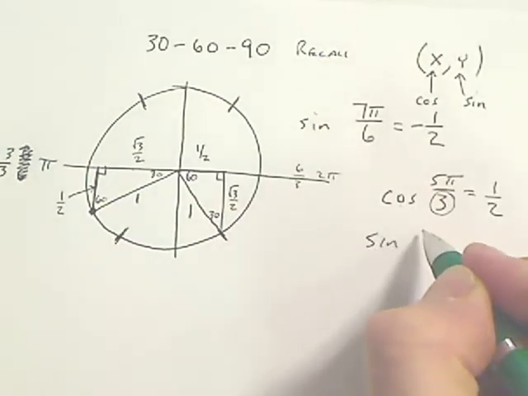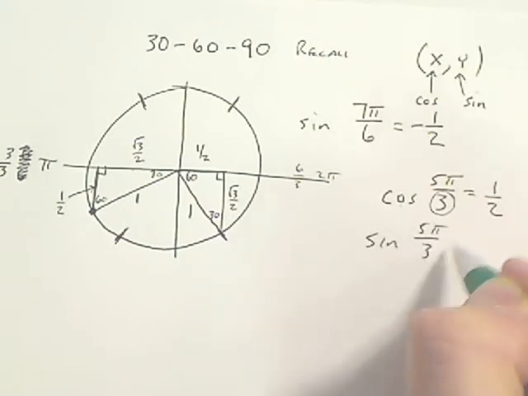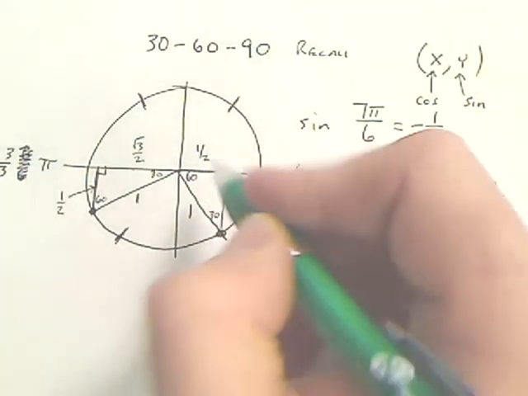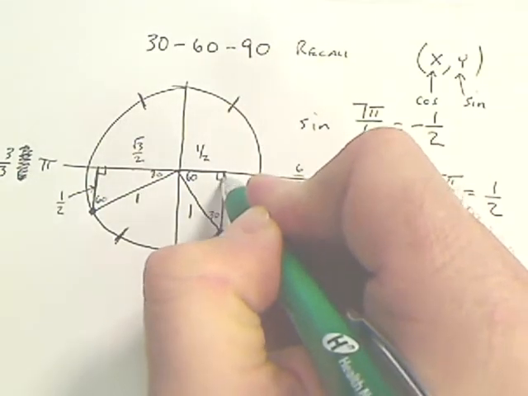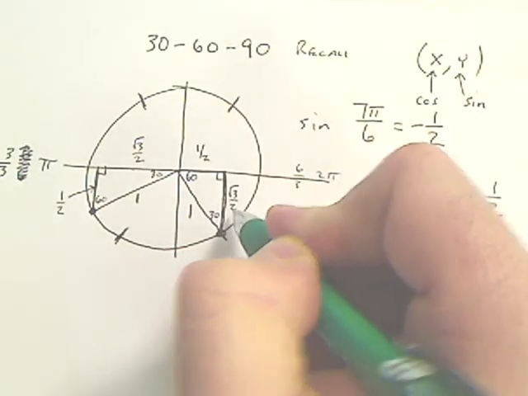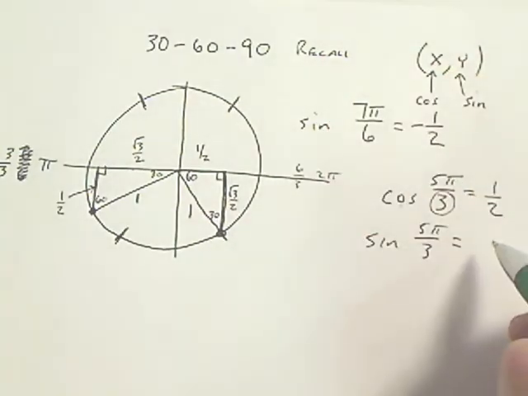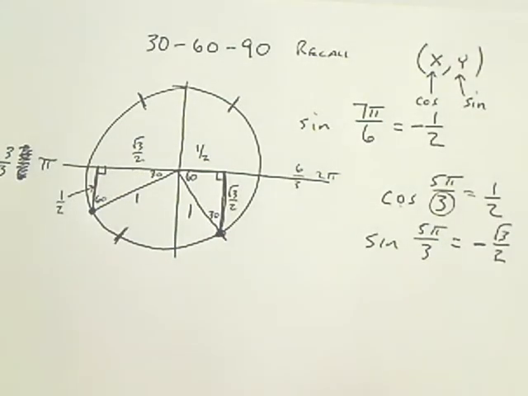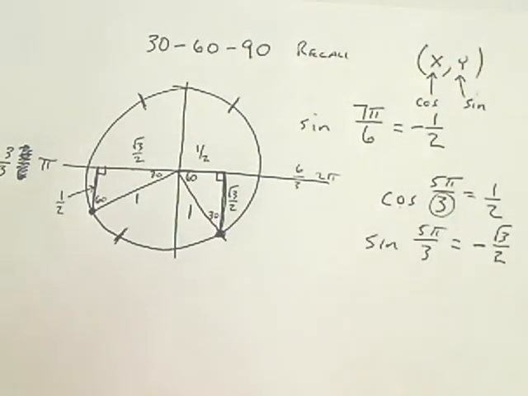If I had asked for sine of 5 pi over 3, then you would have given me the y value of this location. The y value of this location is this side here. It's the square root of 3 over 2. Recognize that it's going down, and going down in the y direction is a negative direction. So negative square root of 3 over 2 would be your answer for sine of 5 pi over 3. So there's just two examples of a 6 and a 3 that you need to know.